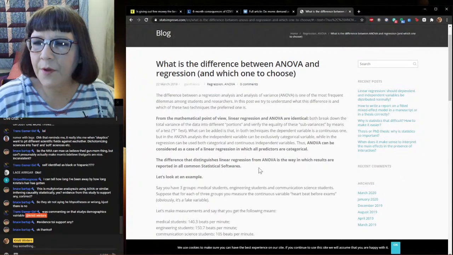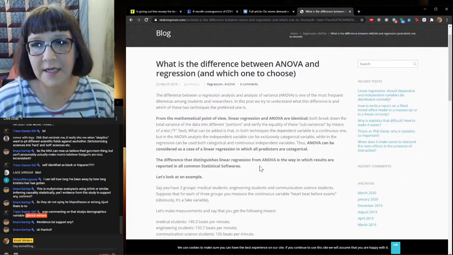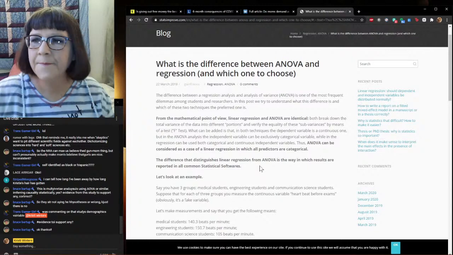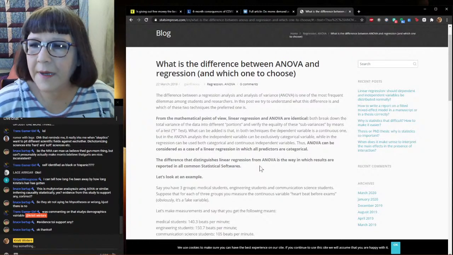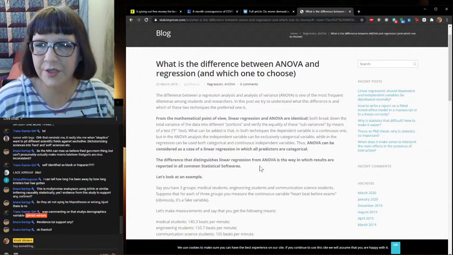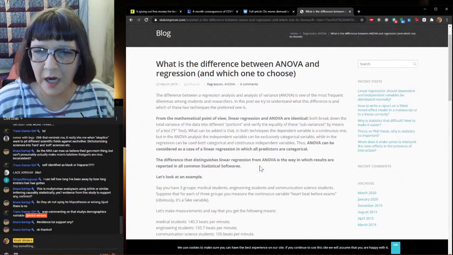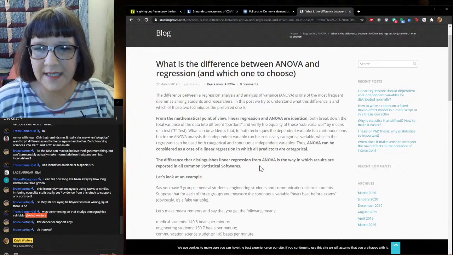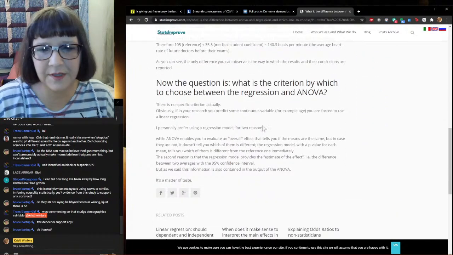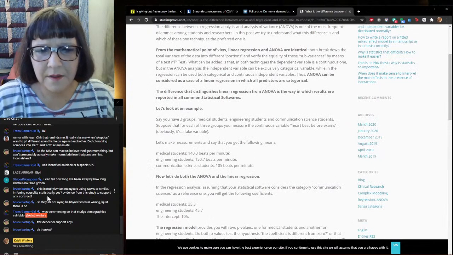What can be added is that in both techniques, the dependent variable is a continuous one. All right, so the dependent variable has to have multiple categories on which people could possibly respond. But in the ANOVA analysis, the independent variable can be exclusively categorical, while in regression, it could be both categorical or continuous independent variables. Thus, ANOVA can be considered as a case of linear regression in which all predictors are categorical. The difference that distinguishes linear regression from ANOVA is the way the results are reported in common statistical analyses, and then they go on. So yes, there is a relationship here, but no.